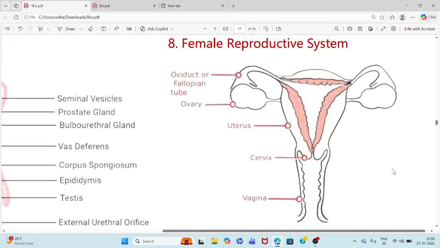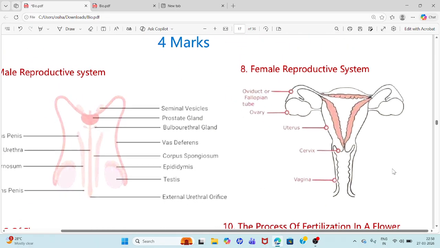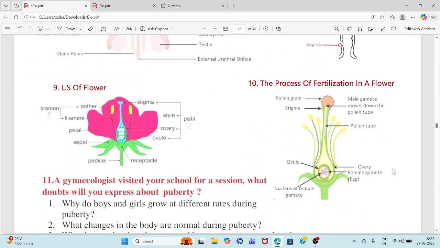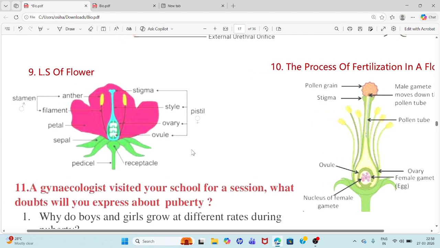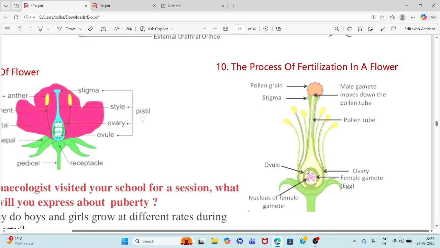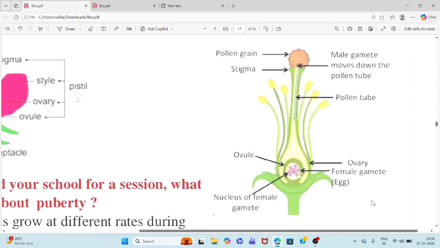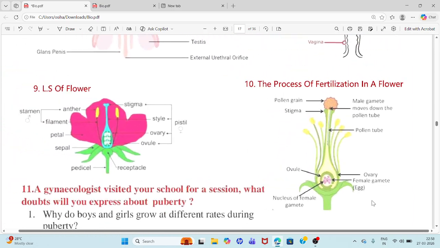Female reproductive system. This is less of flower. And the 10th question is the process of fertilization in a flower.